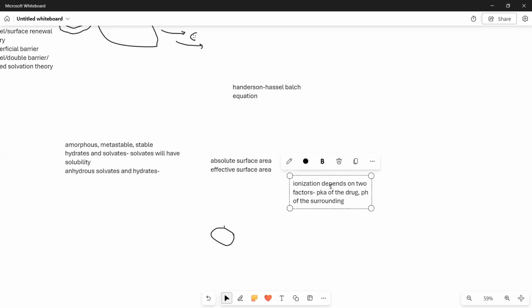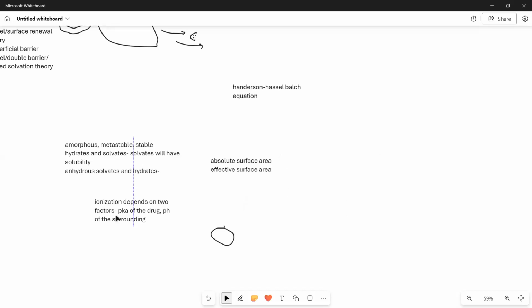So that's why the strong acids and strong bases are completely 100% ionized at all pH. So that's why the strong acids and strong bases are not used, because they have zero bioavailability whenever they are administered via the oral GIT route. So that's why most of the drugs are weakly acidic and weakly basic.